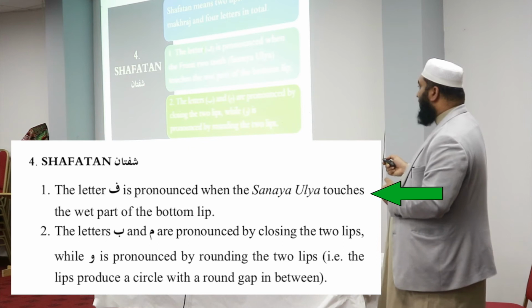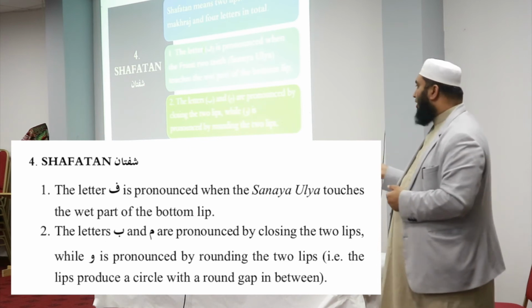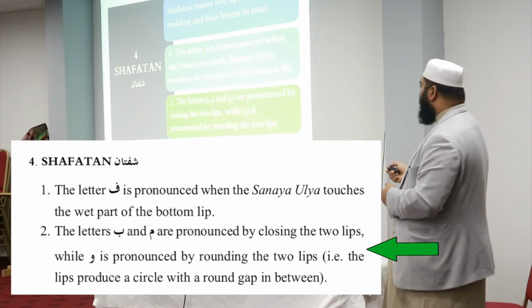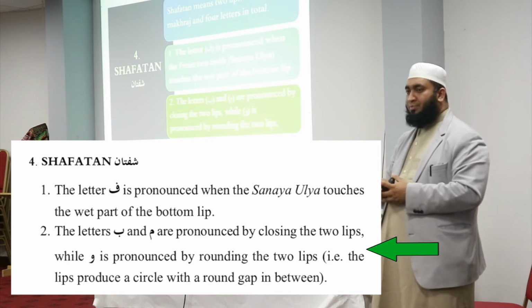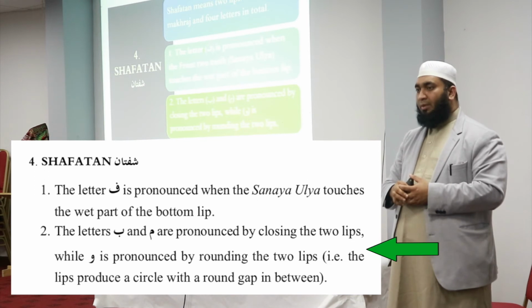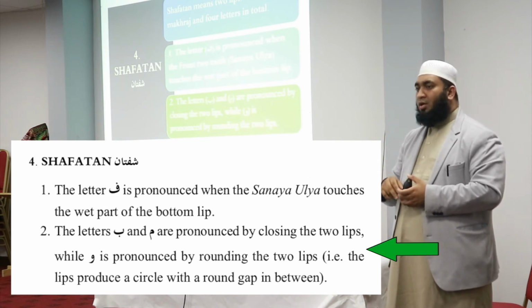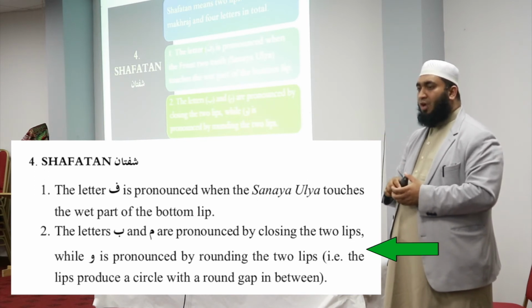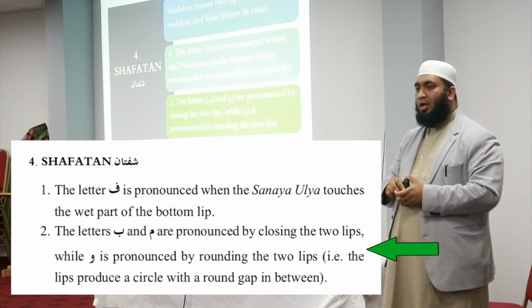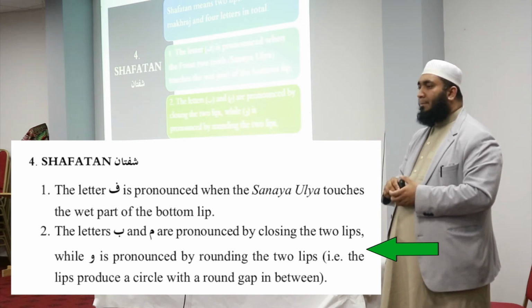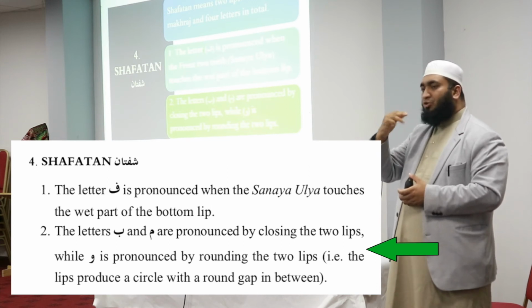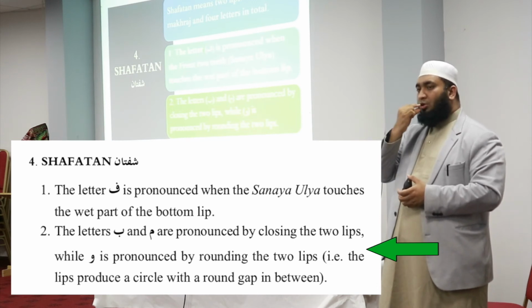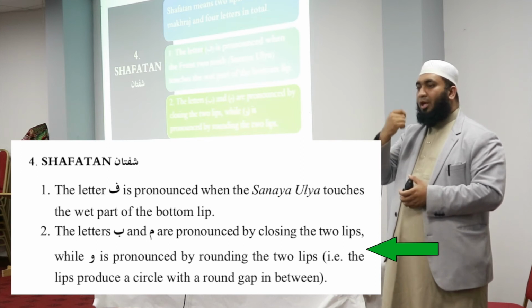Okay, so we found 1 letter from the first makhraj. In the second makhraj, ba and mim are pronounced by closing the 2 lips. Ba and mim are pronounced by closing both lips. So ab. Again, the difference between ba and mim is that ba is pronounced from the inner part and mim is from the outer part. So ab.